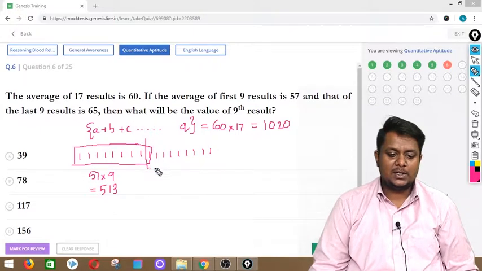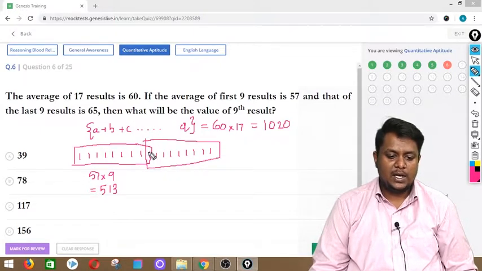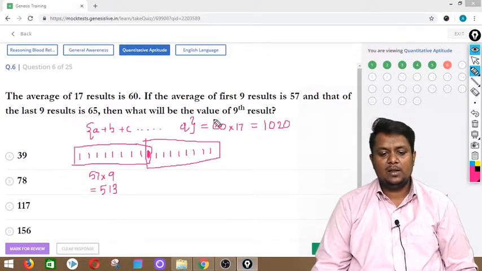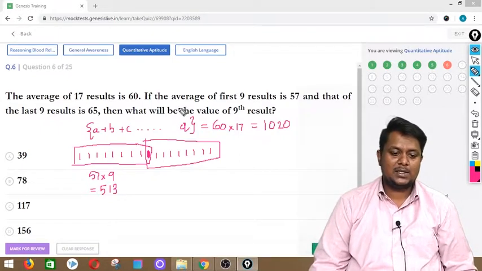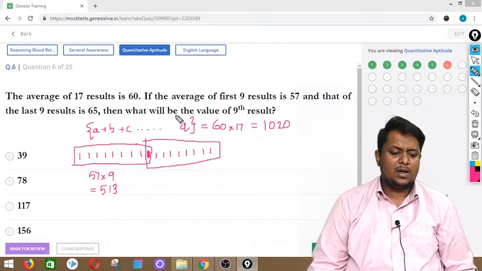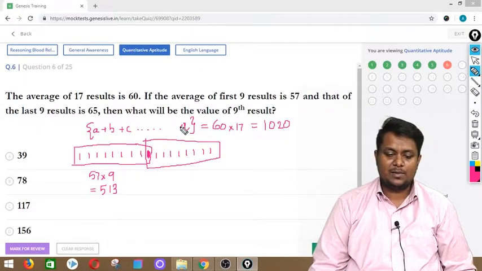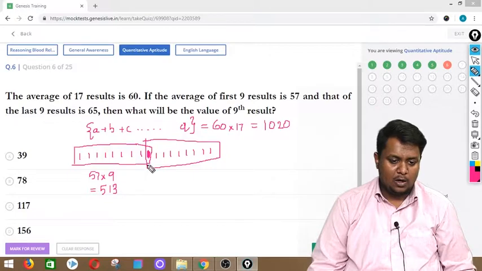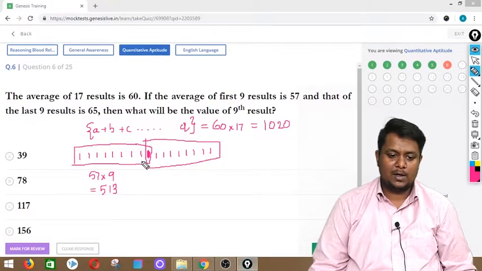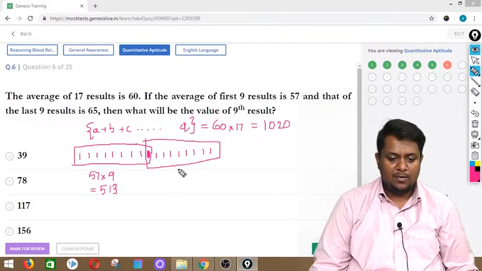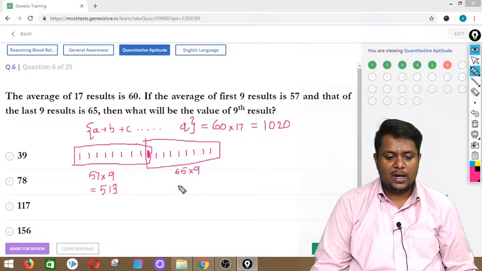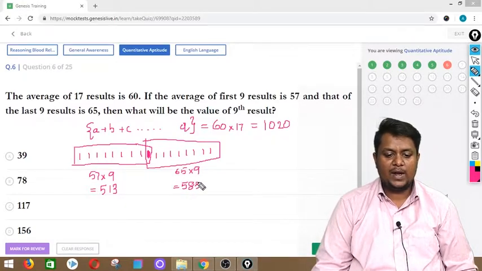Sum of the last 9 subjects. If you see here, one particular subject is overlapped. Most of the candidates think that 17 subjects are given and 9 plus 9, 18 subjects are again expanded. This question might be wrong, so they will leave it, but it is not like that. The 9th subject is actually overlapped here. It occurs in both the cases. Here the average is 65. So the sum will be 65 into 9, which is 585.